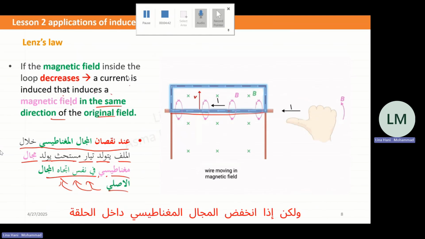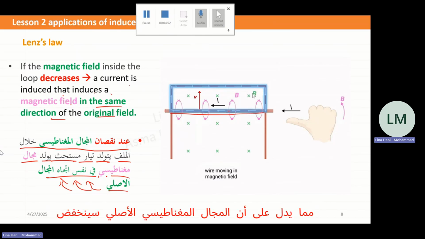But if the magnetic field inside the loop decreases by pulling the same wire, instead of downwards, if we move it upwards, the number of X's, which shows the original magnetic field, will decrease inside this blue loop. When it decreases, a current is induced in the wire such that it induces its own magnetic field, which is shown in purple here, and it's going to be in the same direction as the original field.